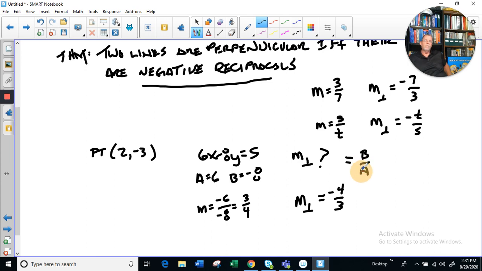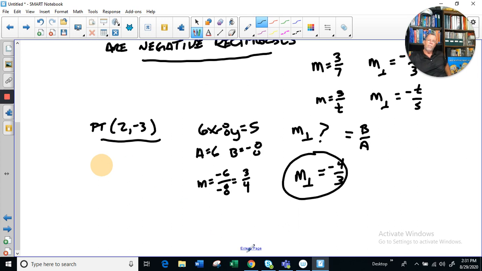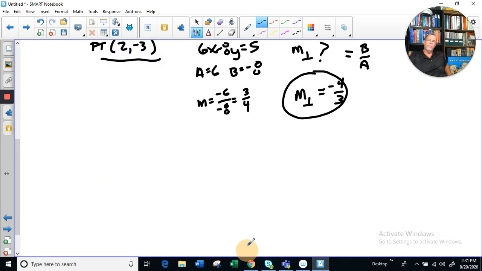So again, you can do it either way. You just need to get to the point where you can find this number and know you're using this. So now we're going to find that equation of the line. We've got our point, we've got our slope. Let's do some work here.